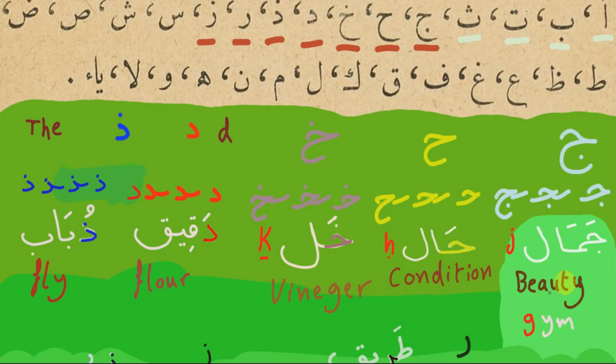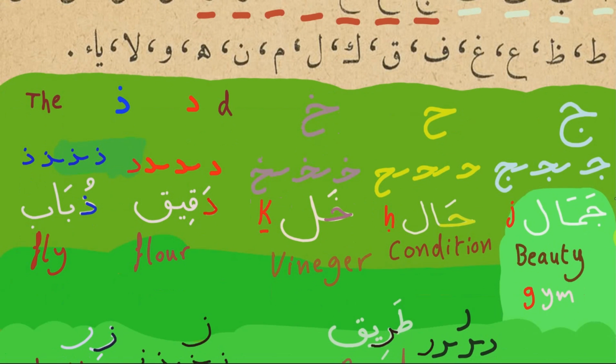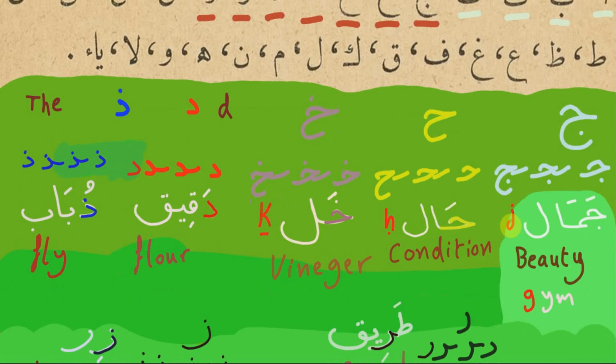So that's the j. The way you pronounce it is close to the j in English, but it's more like the g in gym. It's not exactly like the j in English, but think of it as the g in gym. This word here is jamal. I talked about these diacritics here. This is the short vowel a. So jamal, which means beauty, jamal. The sound of it is close to that letter g in gym, j.